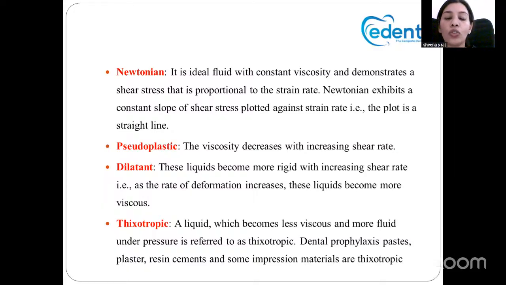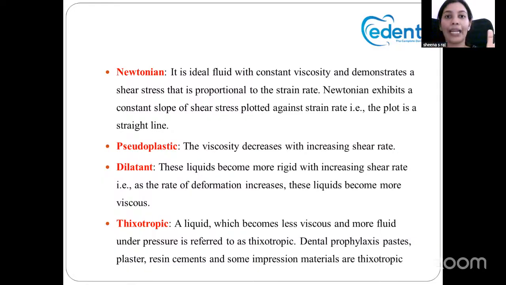Next is thixotropic. Thixotropic is a liquid which becomes less viscous and more fluid under pressure. That is the term you have to look for. Sometimes the question might be a liquid that is decreasing viscosity under pressure. If you see the term under pressure, go and answer thixotropic. So hope you understand all these four.